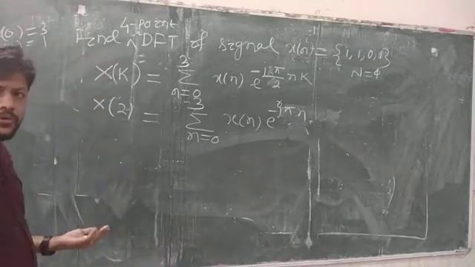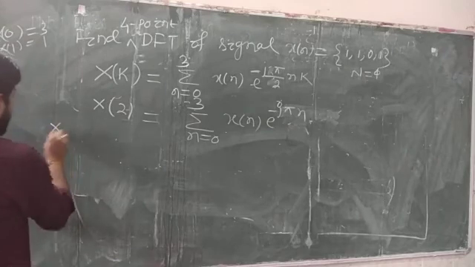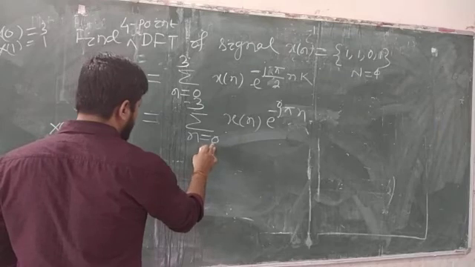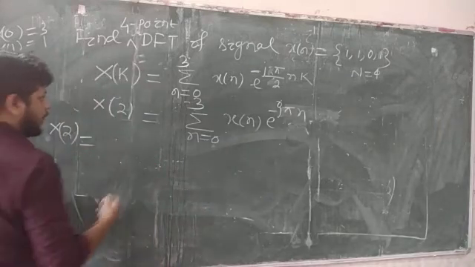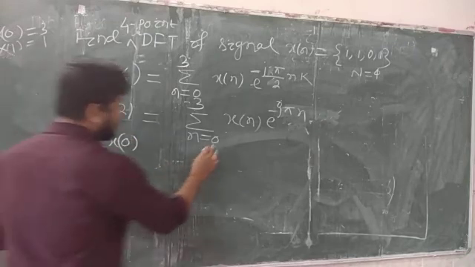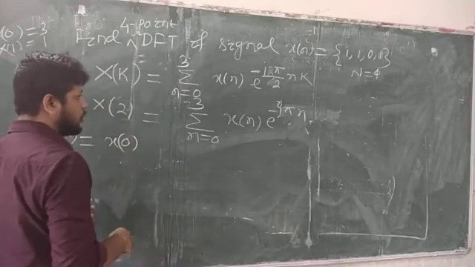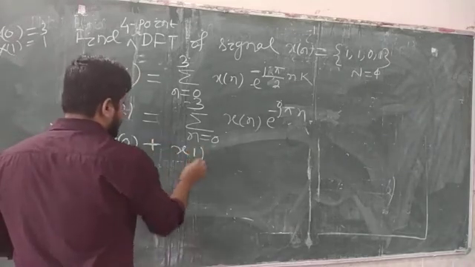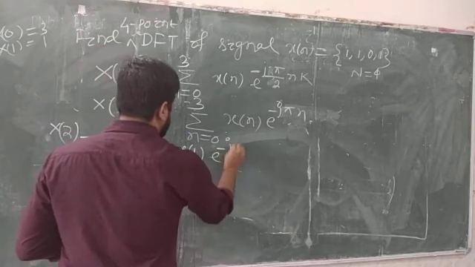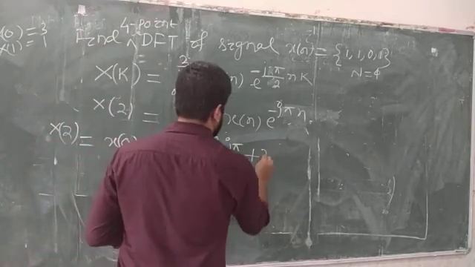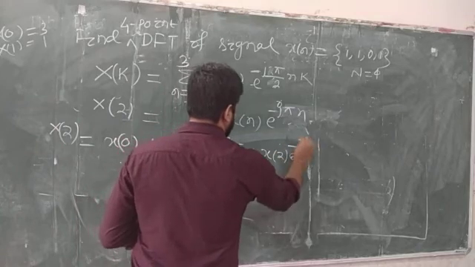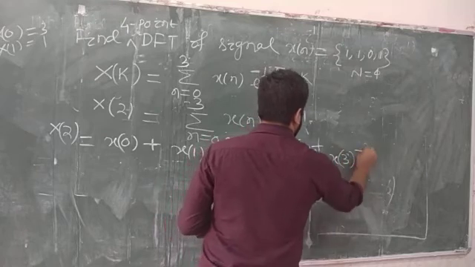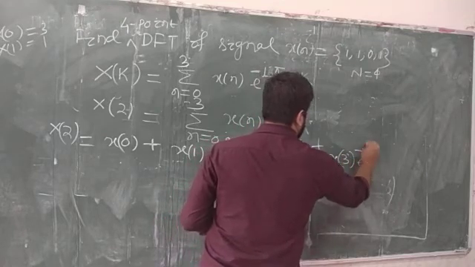Now we have to open the summation. So x of 2 will be equal to, opening the summation means always open from the lower limit and write the values, that is x of 0. So if you put 0, the whole product will be 0 and e to the power 0 value is 1. Then we have plus x of 1 e to the power minus j pi, plus x of 2 e to the power minus j 2 pi, plus x of 3 e to the power minus j 3 pi.